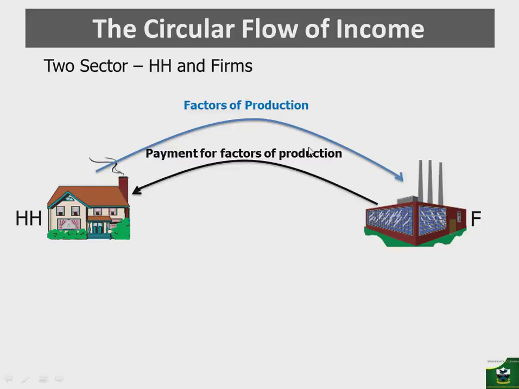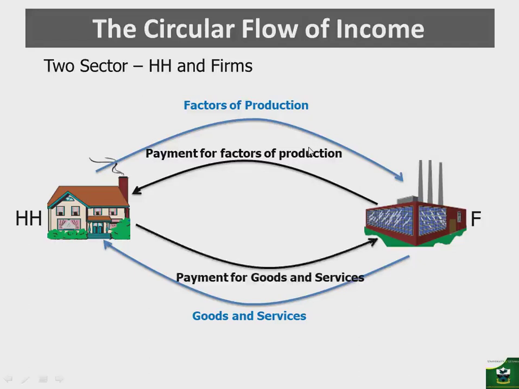Now, these items that have been produced by the firms are supposed to be sold, and the buyers are the households. So the firm gets the factors of production from the households, makes different goods and services, and then supplies these goods to the households. But remember, the households will not get these goods and services for free. They will have to pay for them. So the households respond by paying for the goods and services produced by the firm. The firm will use this same money they've received from the households to pay for the factors of production.